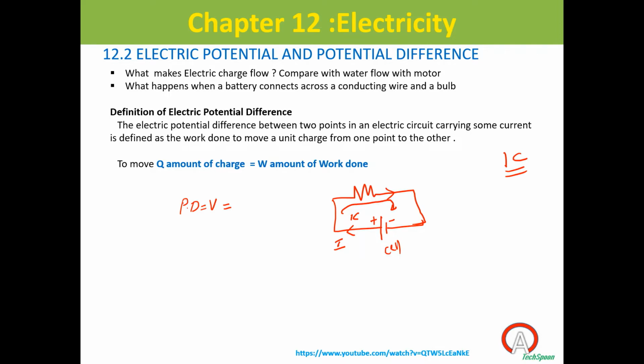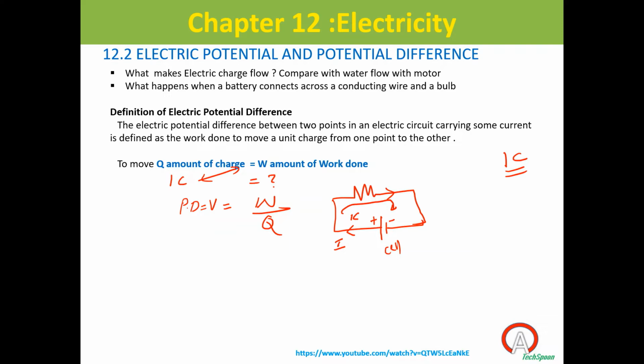Story of mango. 10 mango cost 100 rupees. For 1 mango, how will you find? Same way we derived the equation for electric current, right? Q amount of charge, the amount of work done is W. So for 1 coulomb of charge, what will be the amount of work? That is potential difference, right? 1 coulomb into W, that is W by Q. Simple.